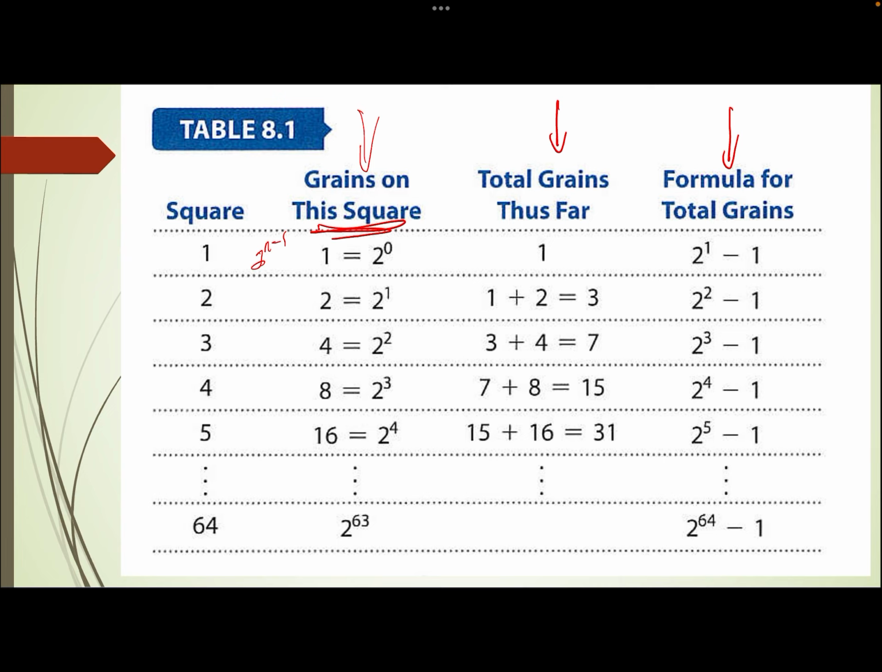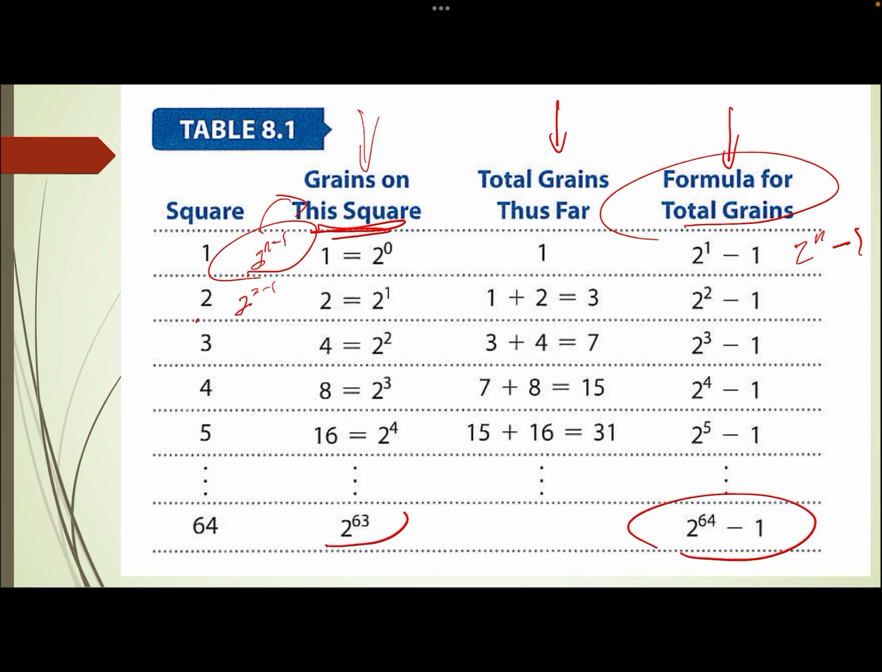And so on the second day, it was 2 to the 1, which is 2 to the 2 minus 1. So it's 2 to the n minus 1 for just that square, but it's 2 to the n minus 1 for the total. So you minus the 1 after you do. That's the formula for the total grains, not just the 64th square, but the whole board, all the squares. So it'd be 2 to the 64 minus 1, and 2 to the 63 on the 64th square.